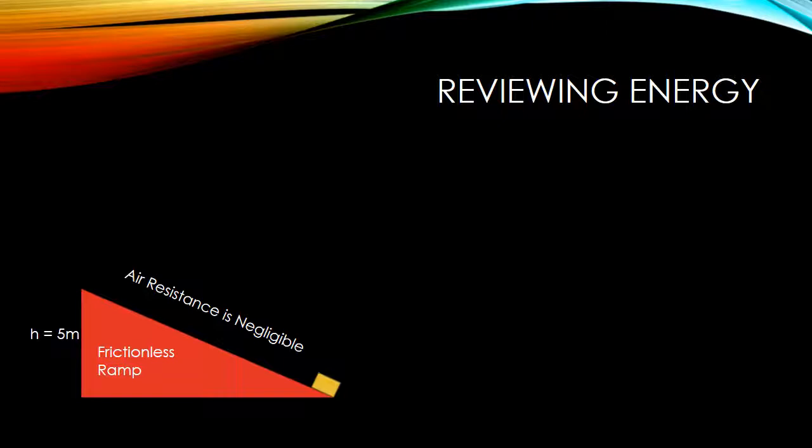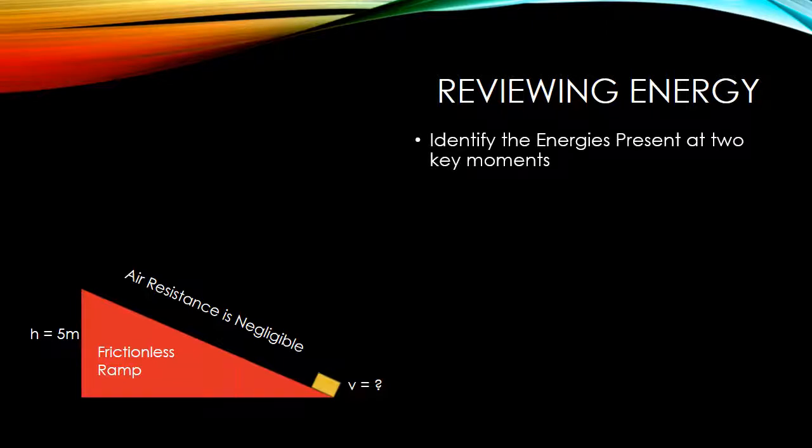We'll take the ramp's height to be 5 meters, and the goal is to find the speed at the end of the ramp. Now, the steps in order to solve this problem, if you'll recall, start with identifying all the energies that are present at 2 key times. Our key times will be at the beginning and at the end of the ramp, since we know the most information at the beginning and we want the information at the end. So we want to identify those energies.